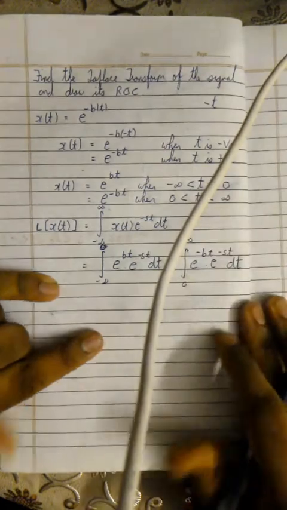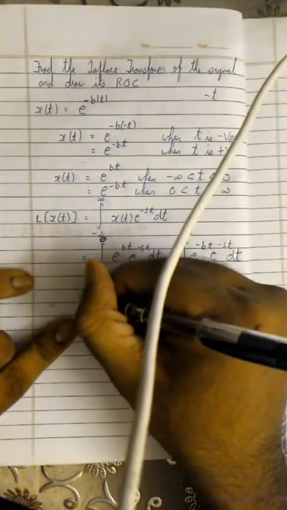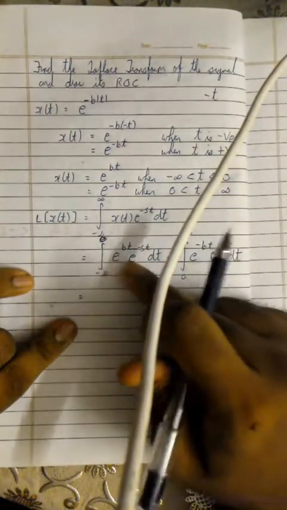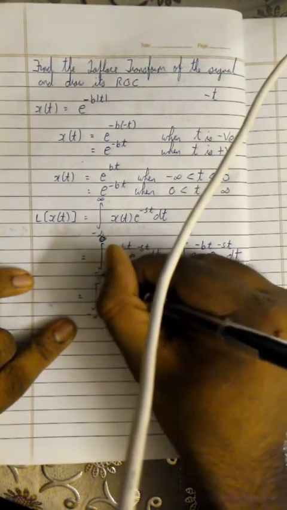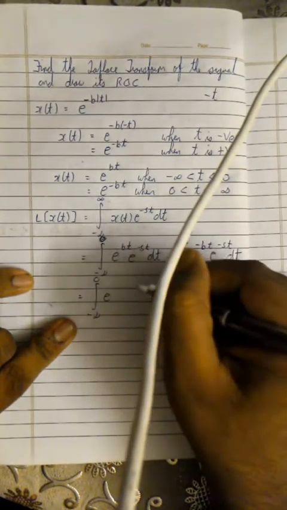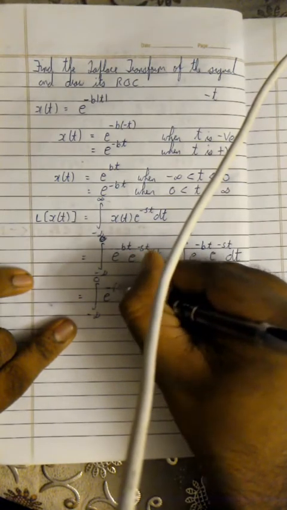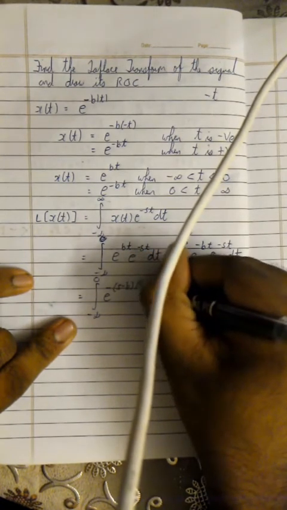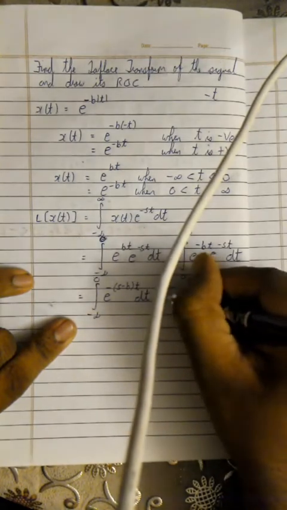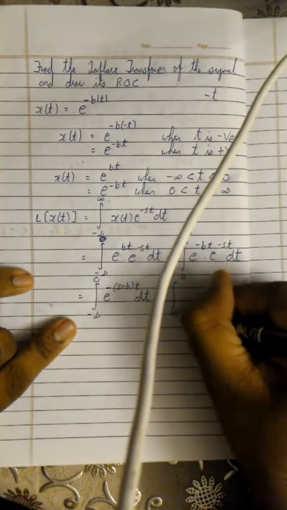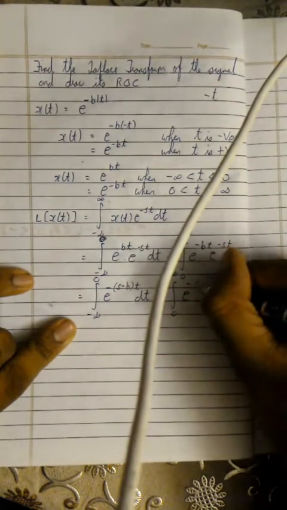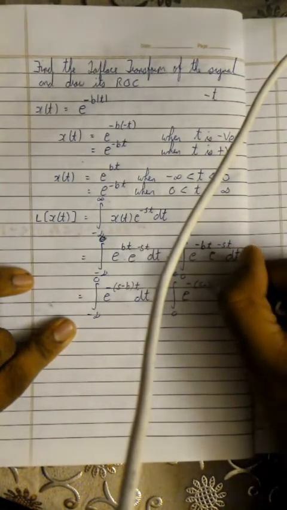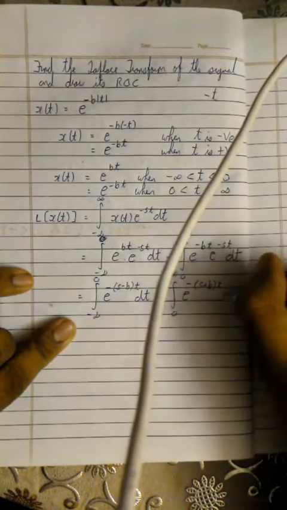Now if I combine these two exponential functions, from minus infinity to 0, e raised to minus of s minus b times t dt, plus integral from 0 to infinity e raised to minus of s plus b times t dt.